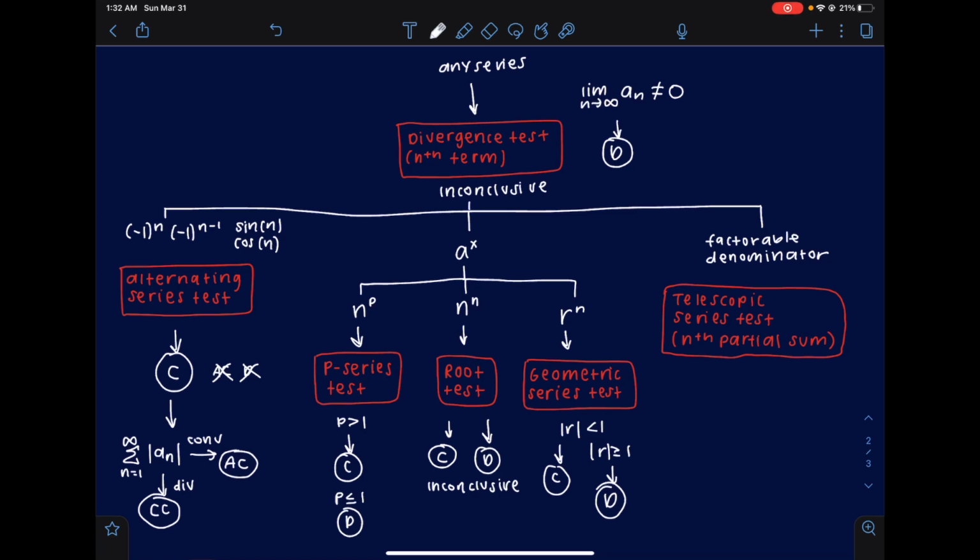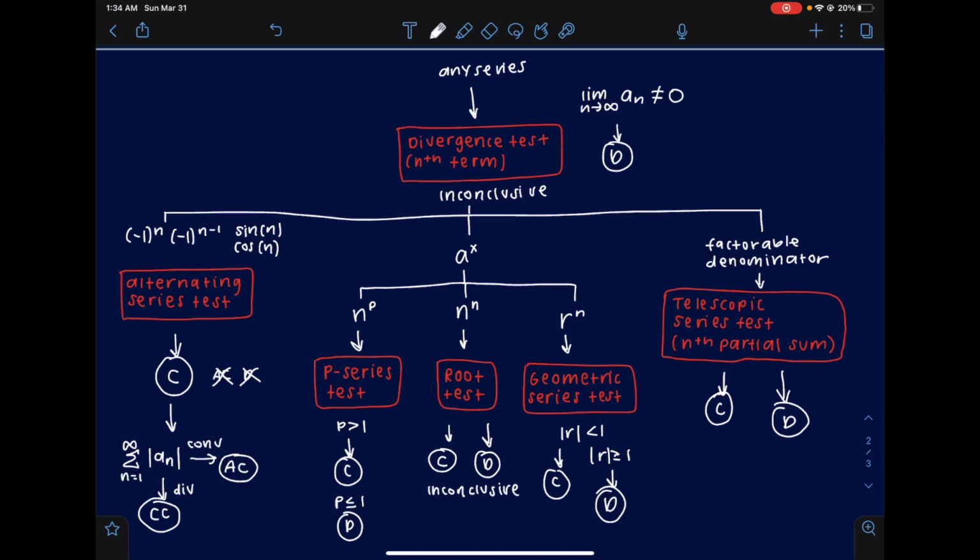If it does have a factorable denominator, you're going to be using the telescopic series test or the nth partial sum test. This is a test where you basically find S of n, or the sum of all of the terms, and you basically test to see if the terms collapse, basically if they cancel out within each other. If so, it converges. If not, it diverges. So the telescopic series test can be used to prove both convergence or divergence. Okay, so we've already gone through 6 of the tests.